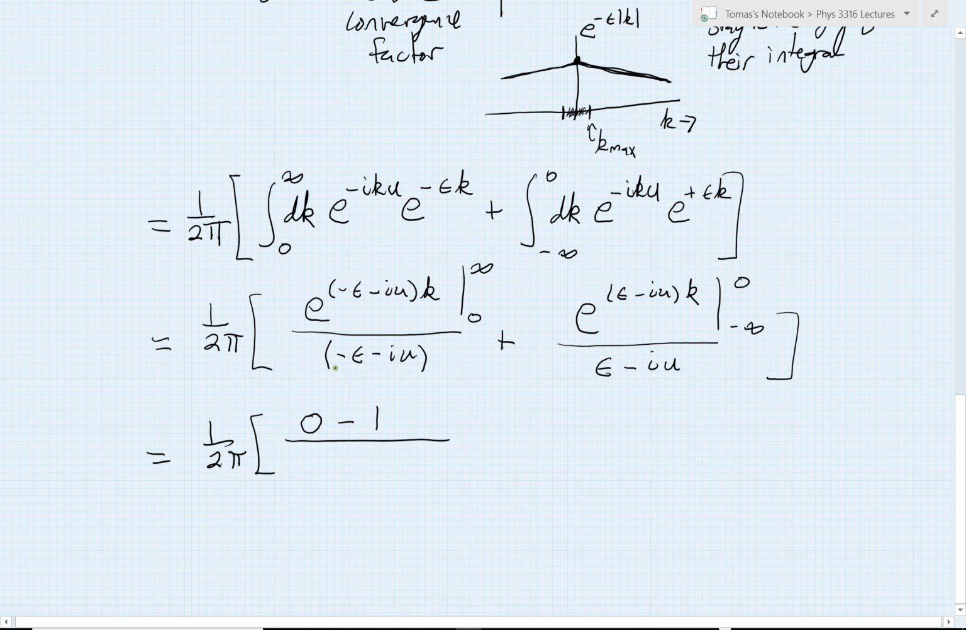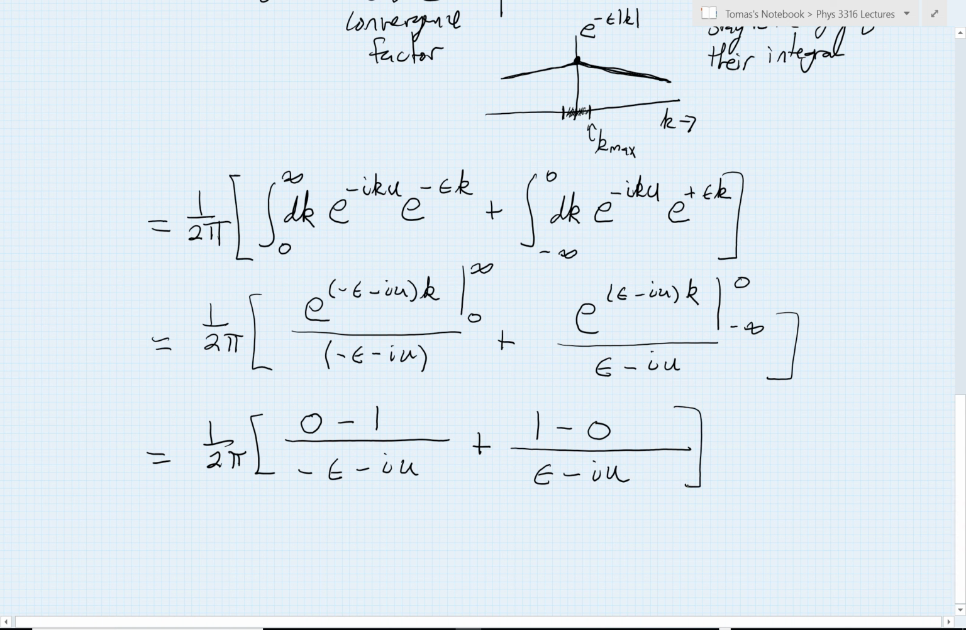And then I have my denominator down here, minus epsilon minus i times u. Plus then, for my next term, the limit when I stick in 0 for k, I get e to the 0, which again is 1, and then I subtract off. Now when I put minus infinity for k, I have a minus of a very large number multiplying this positive epsilon. So again, I get an exponential decay. There may be some oscillations, but I get this exponential decay, e to the minus infinity times epsilon. That would give me 0. And then in my denominator, I have epsilon minus i times u. And that completes my expression.